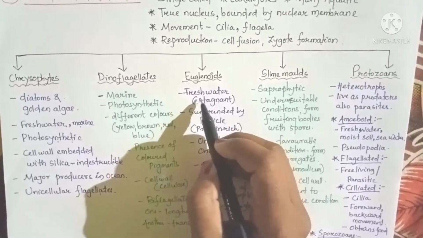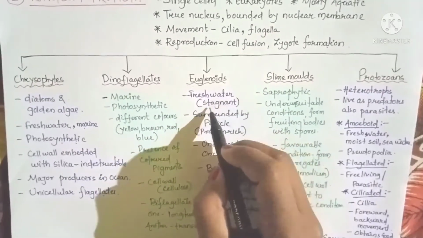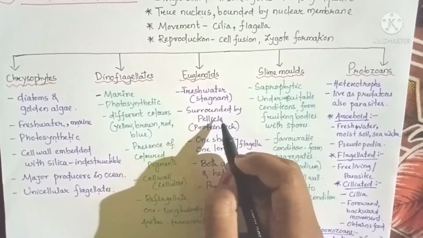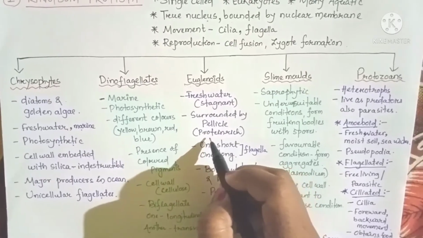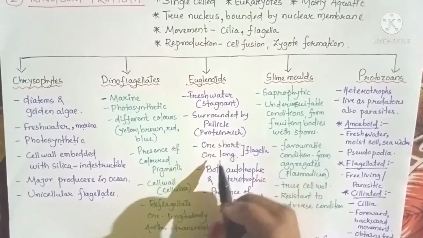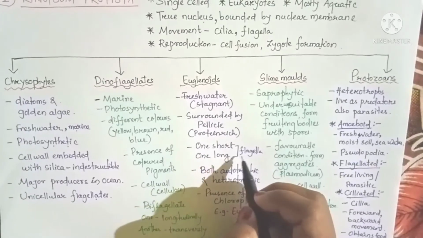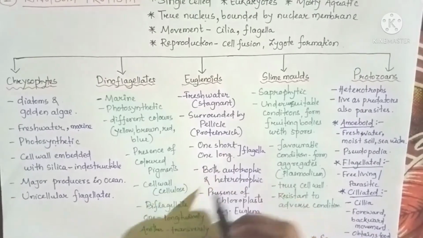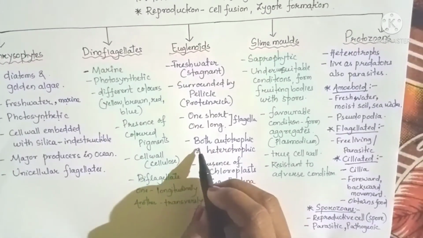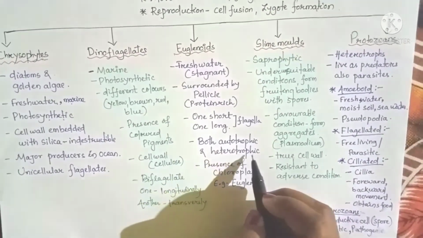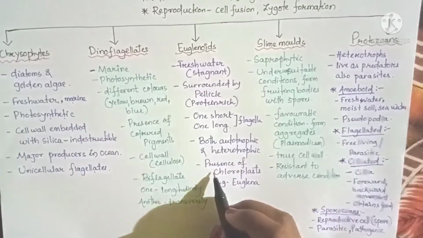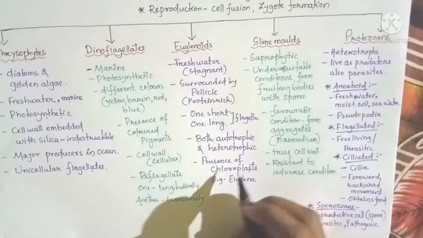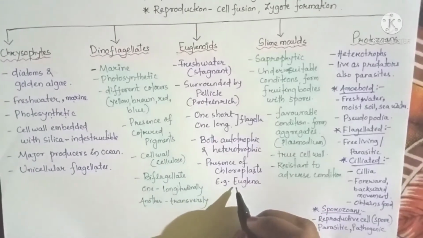Euglenoids. They are freshwater organisms, mostly living in stagnant water. They are surrounded by a pellicle, which is protein rich in nature. They have two flagella, one short and one long. Both autotrophic and heterotrophic modes of nutrition are followed. There is presence of chloroplast. An example of euglenoids is Euglena.